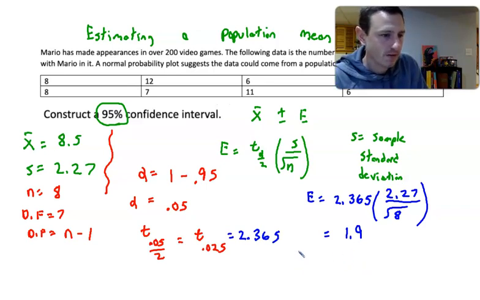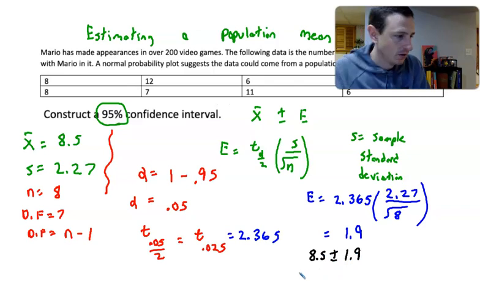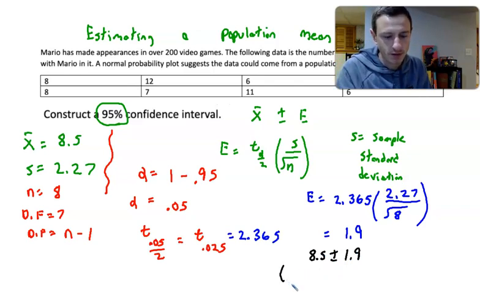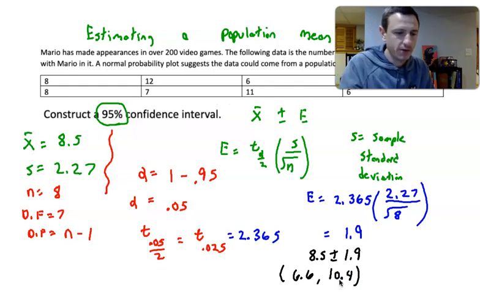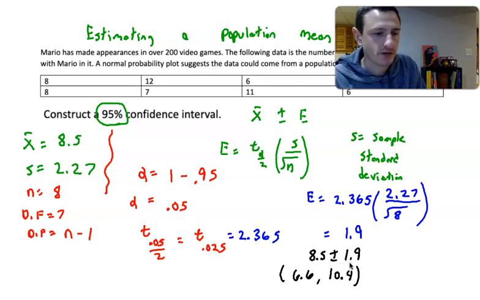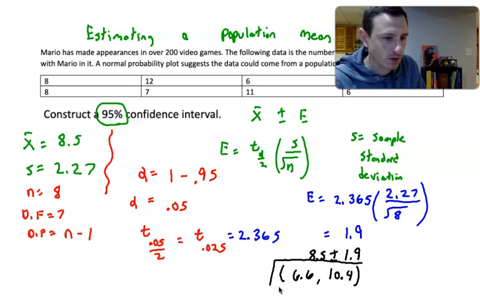That means our confidence interval is going to be x bar plus and minus the margin of error. So x bar 8.5 plus and minus the margin of error. The interval is going to be 8.5 minus 1.9, which is 6.6, and 8.5 plus 1.9, which is 10.4. So there is our 95% confidence interval for the population mean.